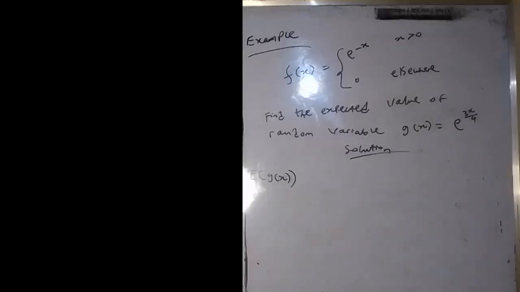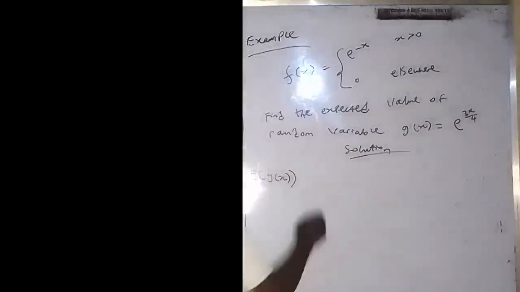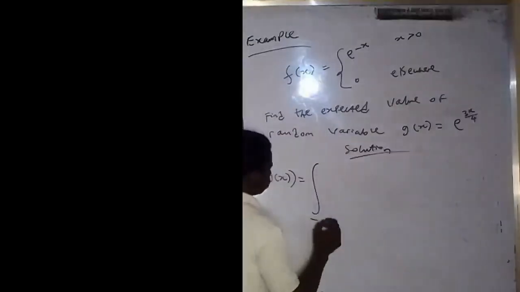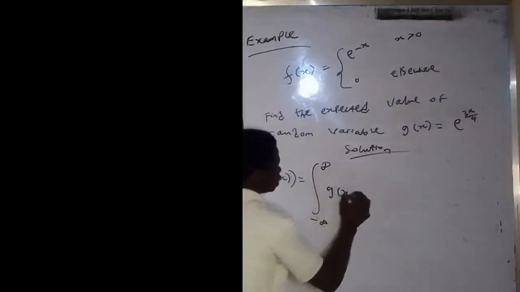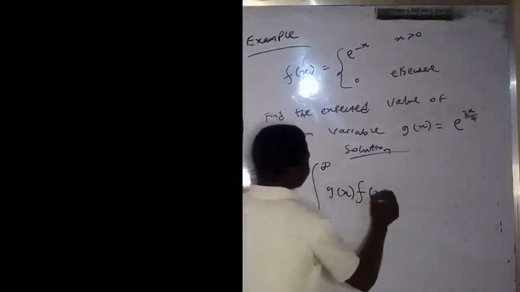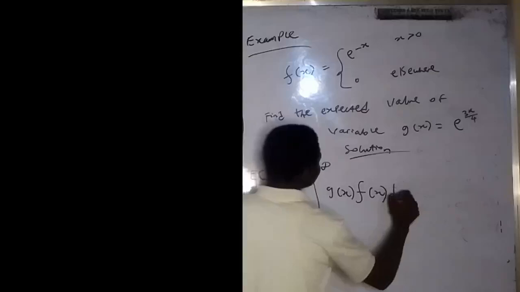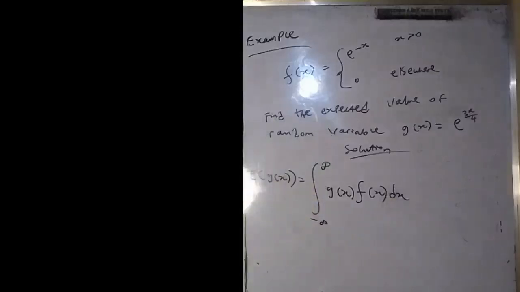simply the integral of g of x multiplied by f of x, because this is definitely a probability density function. So we have the integral from minus infinity to infinity of g of x times f of x dx. For g of anything you have here, just multiply it by f of x.